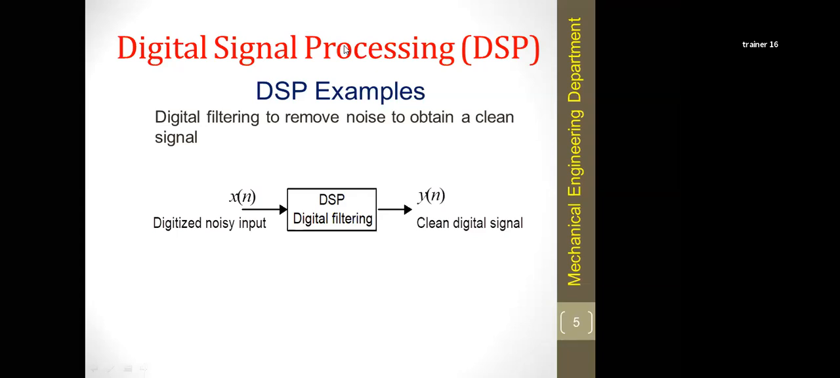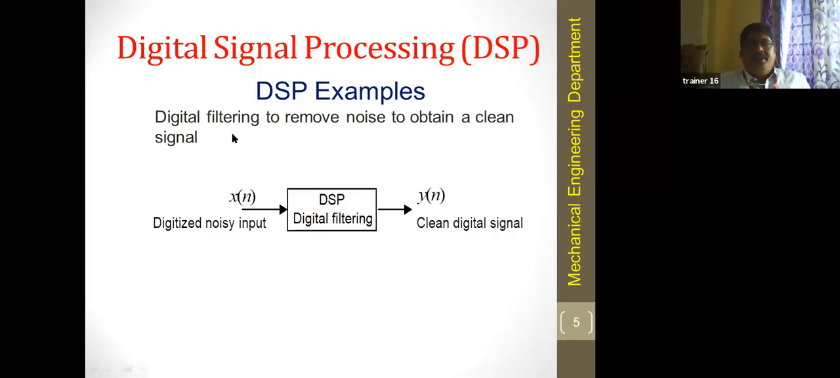Next, digital signal processing examples. Digital filtering to remove noise to obtain a clean signal, without any disturbance. Nowadays, from the TV we can get the sound with very good clarity. For example, the pictures are completely Dolby. All of you know Dolby, right? That is the digital impact.